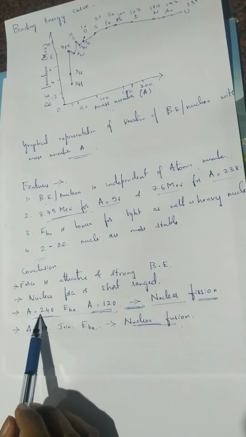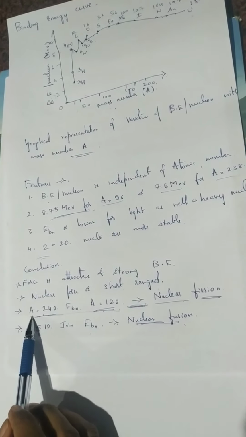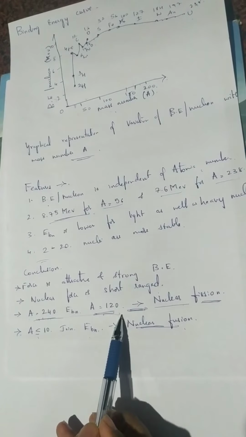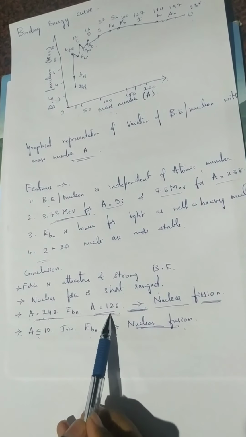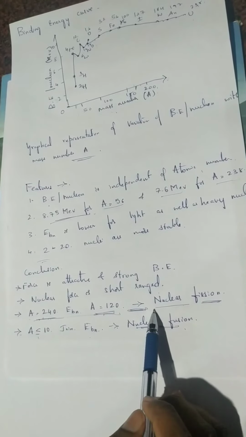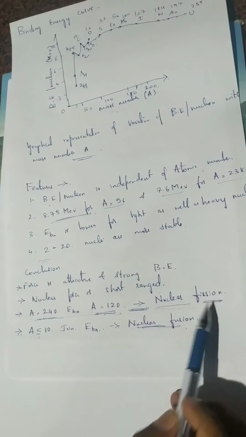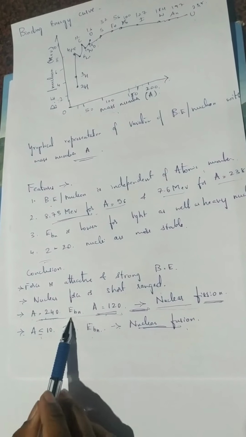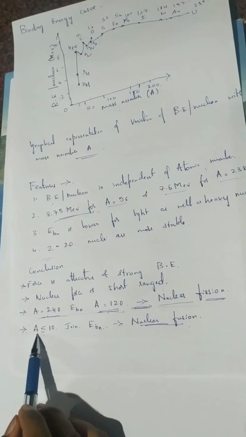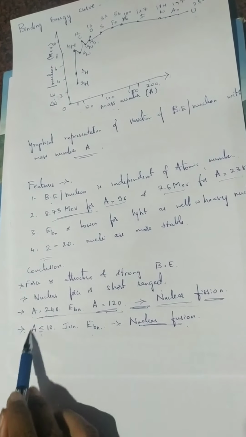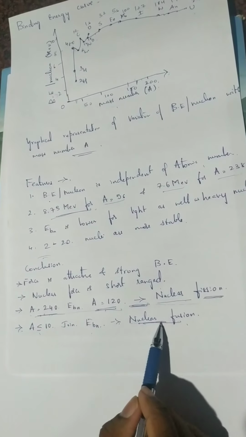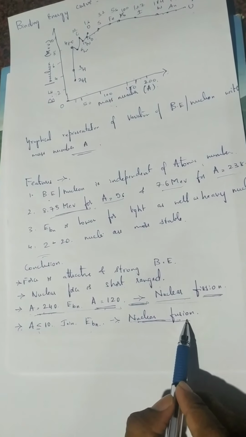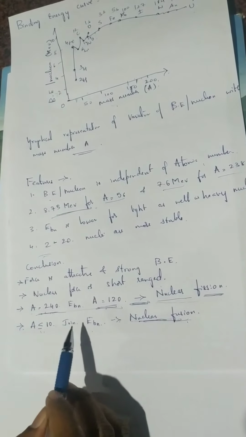Next, a heavy nucleus with mass number 240 is split into two elements with mass number 120. This shows that it undergoes a process known as nuclear fission. We will be studying it in our next class. And next, when two light nuclei combine to form a heavy nucleus, it undergoes nuclear fusion. That is, energy is released in the process when light nuclei combine to form heavy nuclei.